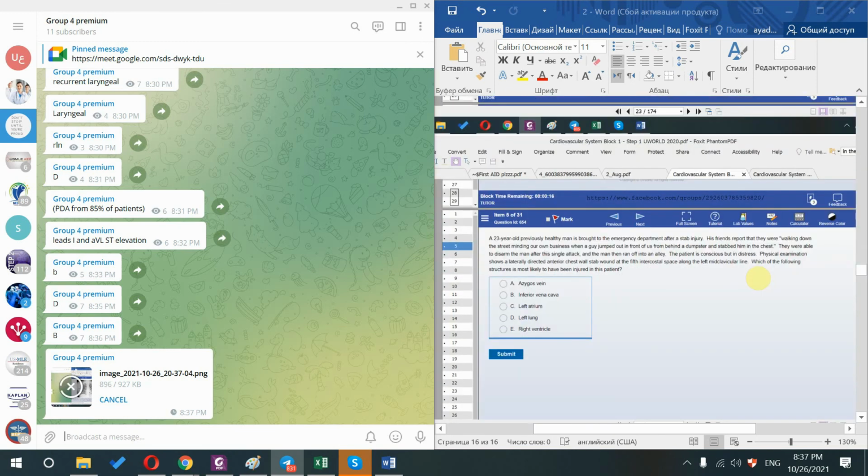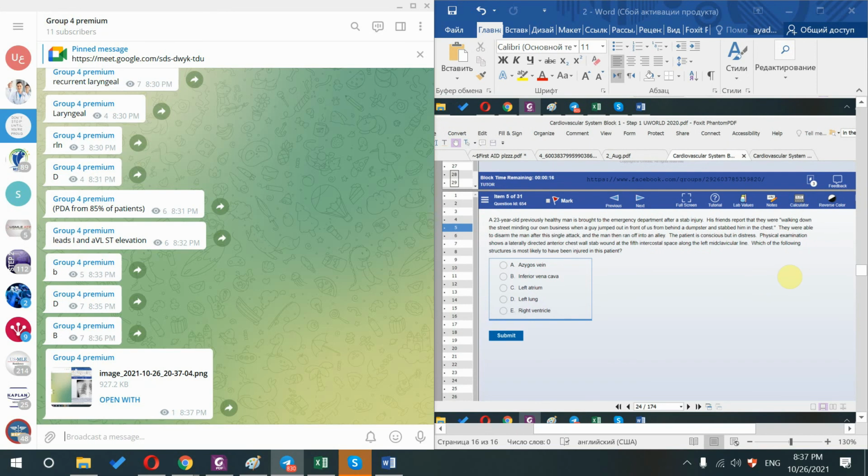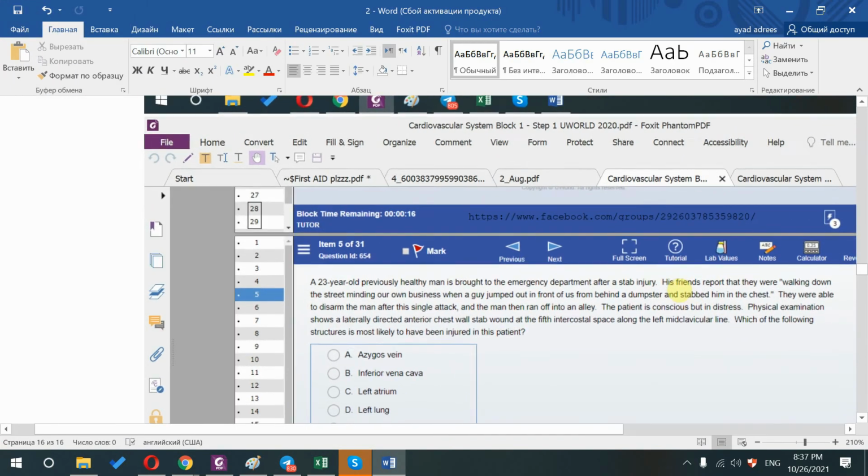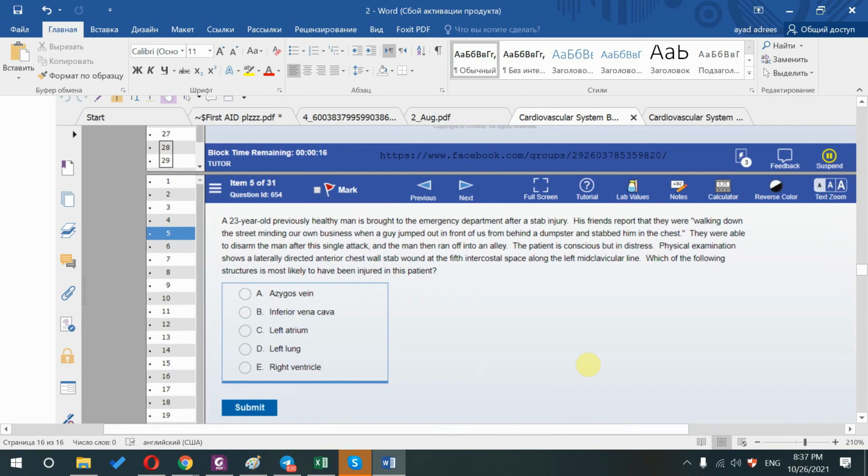The next one, question 5. It says, a 23-year-old previously healthy man is brought to the emergency department after a stab wound. His friends report that they were walking down the street at midnight, minding their own business, when a guy jumped out in front of them from behind the dumpster and stabbed him in his chest. They were able to disarm the man after this single attack. So he stabbed the man in his chest, then ran away into the alley.